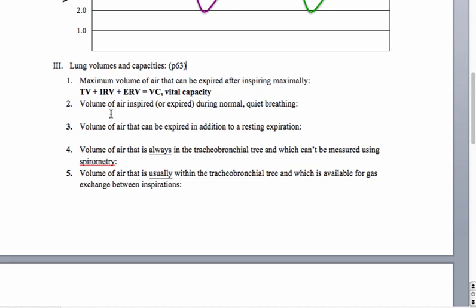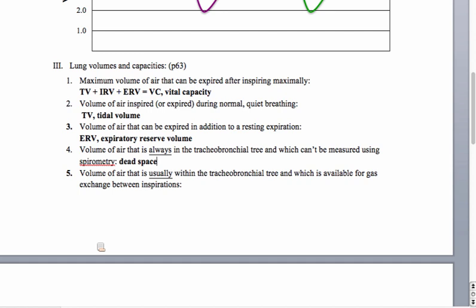The volume of air inspired or expired during normal quiet breathing. Remember, this is going to be our tidal volume. The volume of air that can be expired in addition to a resting expiration, this is going to be our expiratory reserve volume, or ERV. And the volume of air that is always in the tracheobronchial tree, which can't be measured during spirometry, that's actually going to be our dead space.